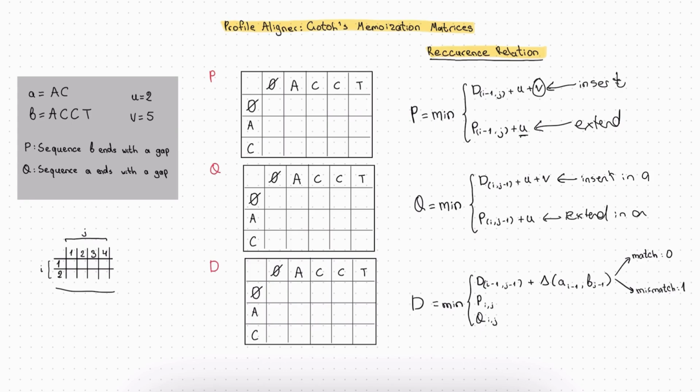Lastly, we have matrix D, which tracks the most optimal decision at every point of recurrence. So we have three options. First, ending the sequence B with a gap.